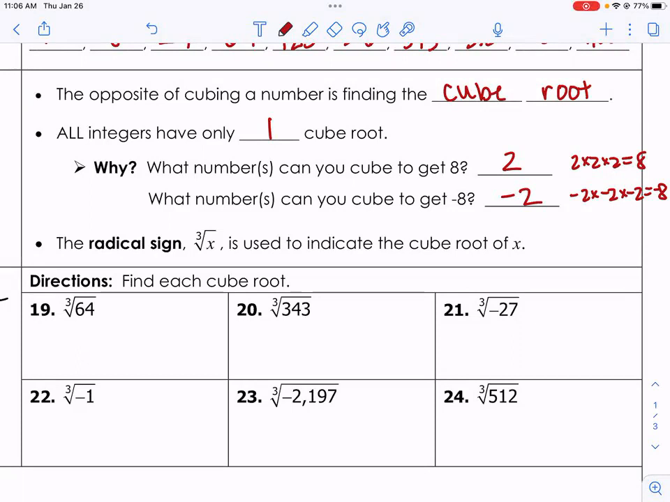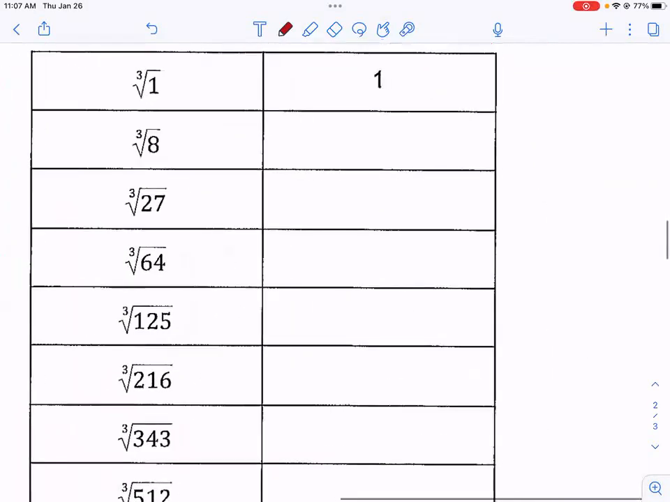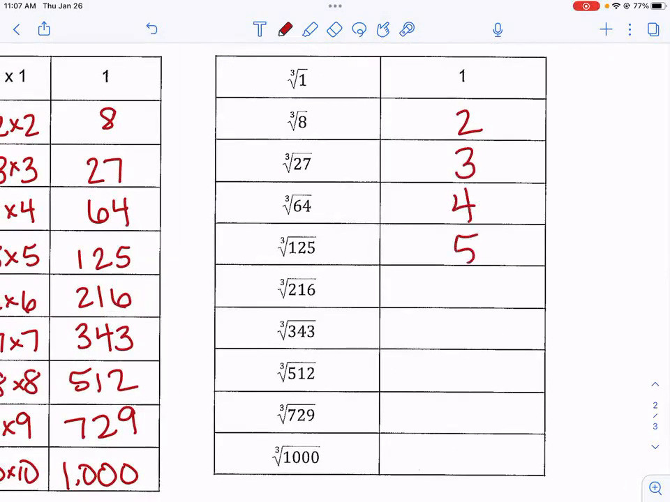Okay, all right, so let's go back to page 4, because we're going to fill in this chart. Yes, the cube root of 8 is 2. Jada already did this. 1, 2, 3, 4, 5, 6, 7, 8, 9, 10.